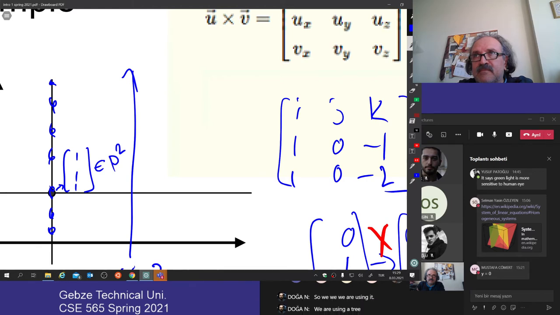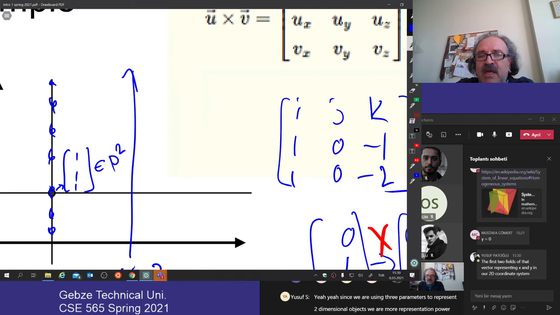So we are using three parameters in a 2D coordinate system. Exactly. Yes. So because of that, we can intersect two lines at infinity. In the homogeneous coordinate system, two parallel lines do intersect, at infinity. Is it right? Yeah. Since we are using three parameters to represent two-dimensional objects, we have more representation power. Now we can talk about points at infinity, because we have more vector space to spare, right? So that's a nice way of looking at it.